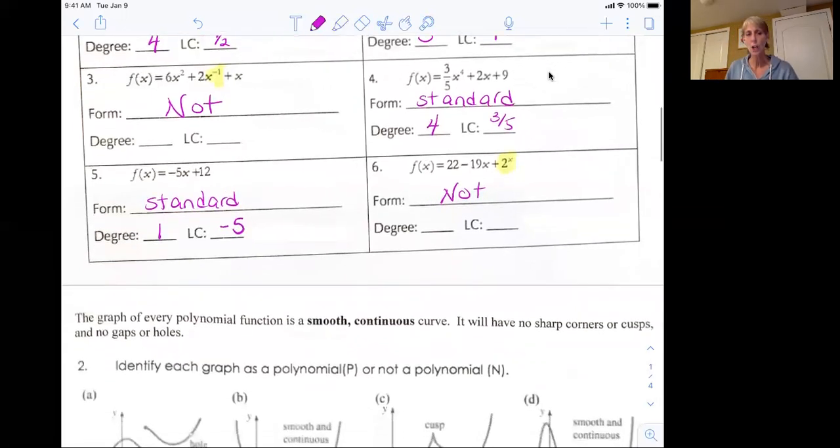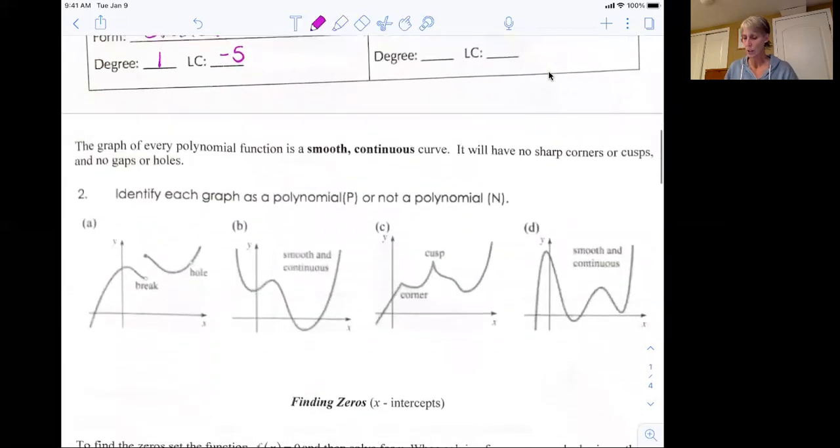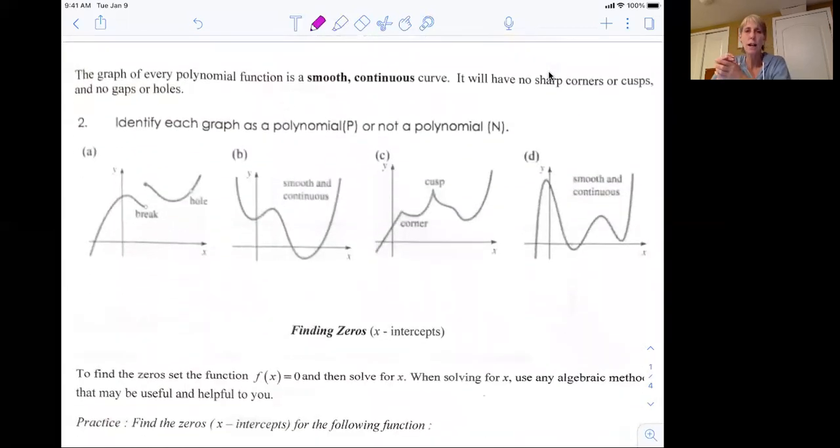Now, once we know we're dealing with a polynomial, they're very special to us because the graph of every polynomial is smooth and continuous. Okay, it will have no sharp corners, no cusps, no gaps, no holes. So a polynomial is always going to be this kind of wavy, nice graph. In this course, it's important that you're able to just identify a graph as a polynomial or not.